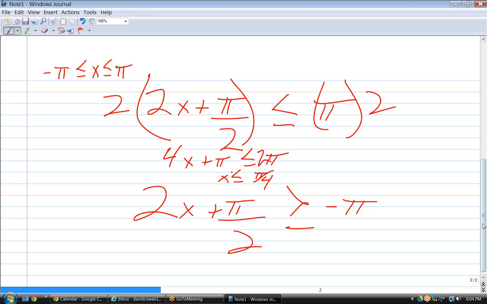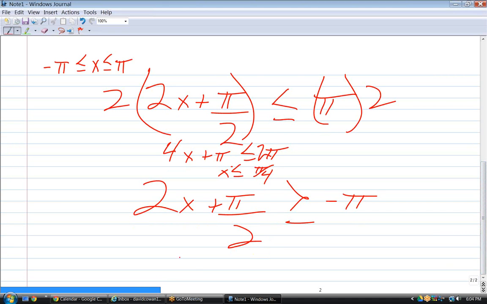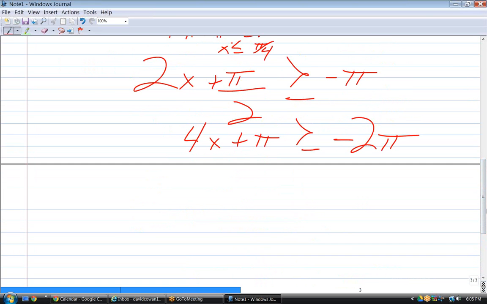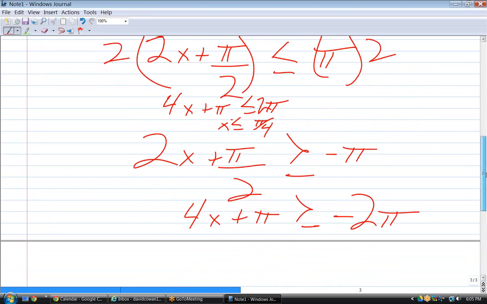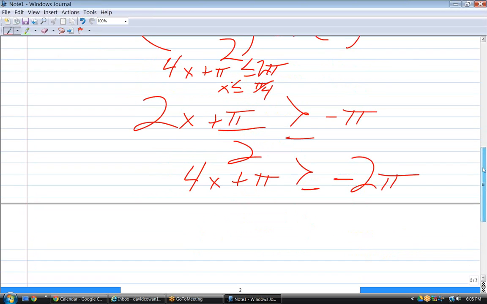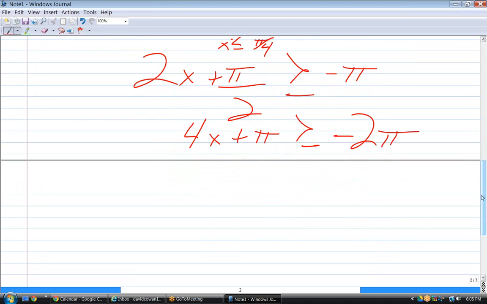Okay, now let's solve the bottom one. The bottom one is 4x plus pi is greater than or equal to minus 2 pi. So, go ahead. Yep. So for the first problem, when you multiply it, sorry. That's okay. I want you to stop and go back if ever you're not understanding what I'm doing.